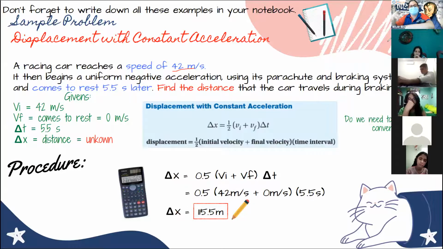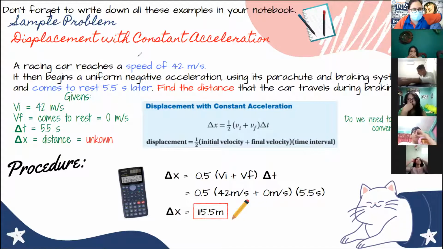Now the problem says, find the distance that the car traveled during braking. So right in the moment the car applies the brakes until it completely stops, I want to know what is the distance, okay, that the car traveled during those two moments. So the first thing that you need to do is you need to get the givens, okay, write the givens. So I know that the car initially was at a certain speed of 42 meters over second. So this is my initial speed.